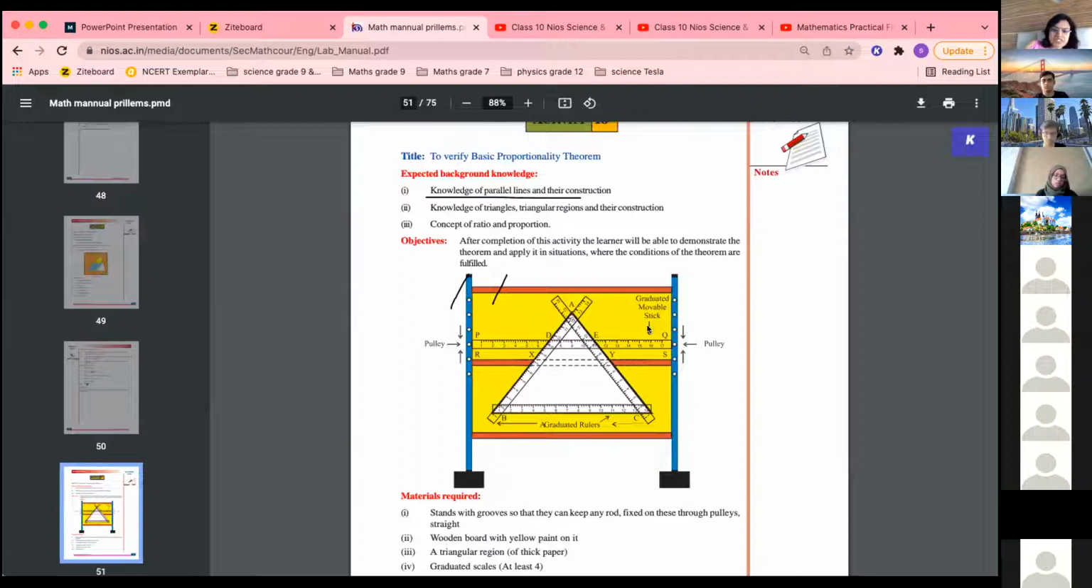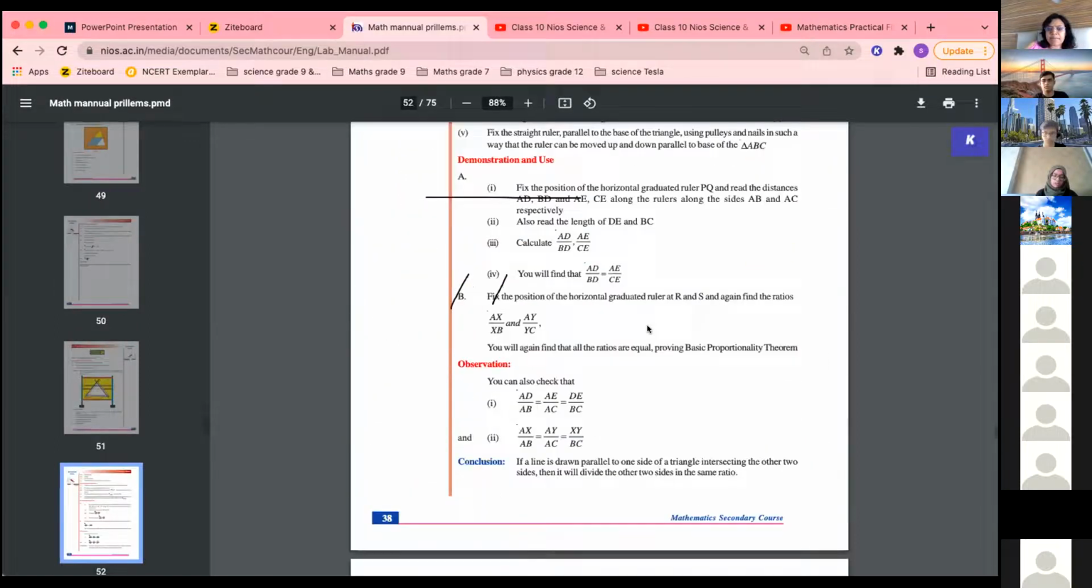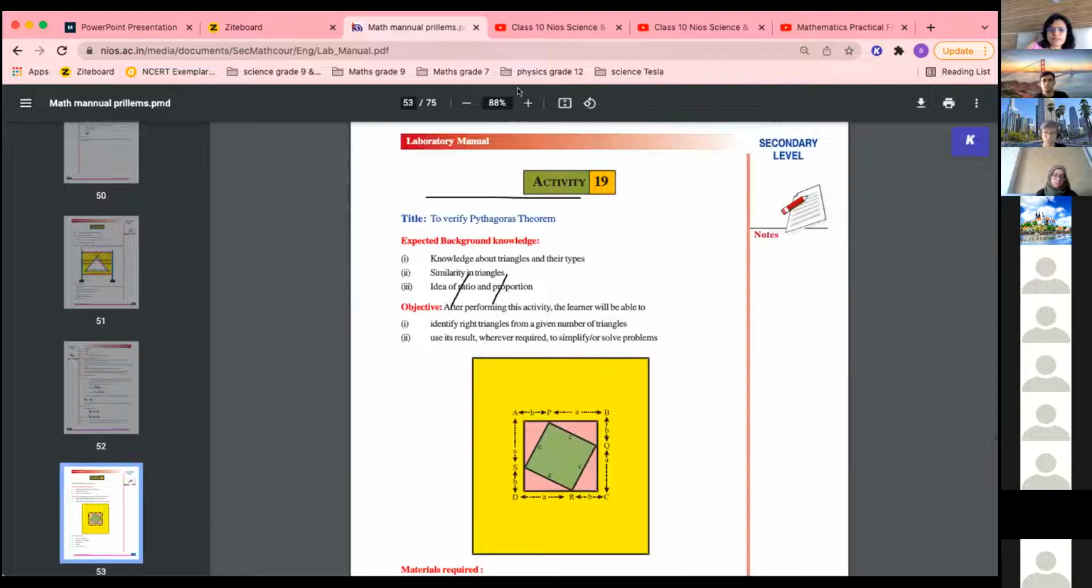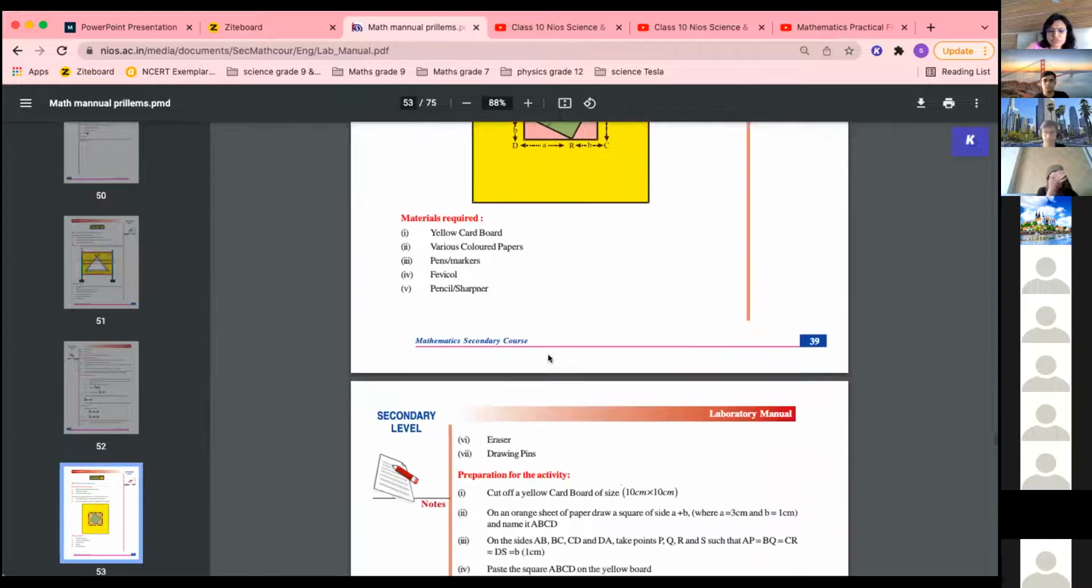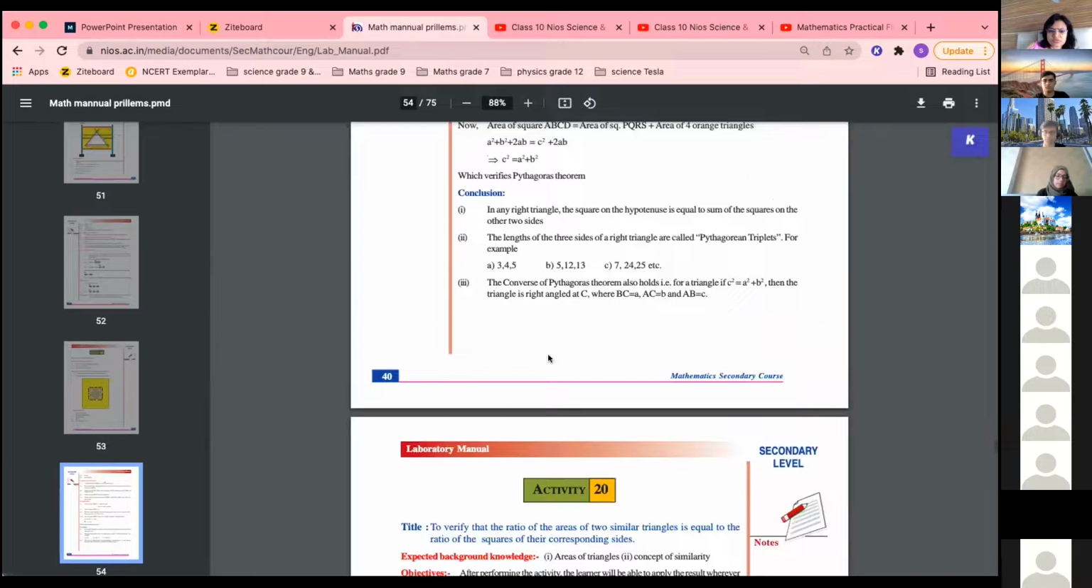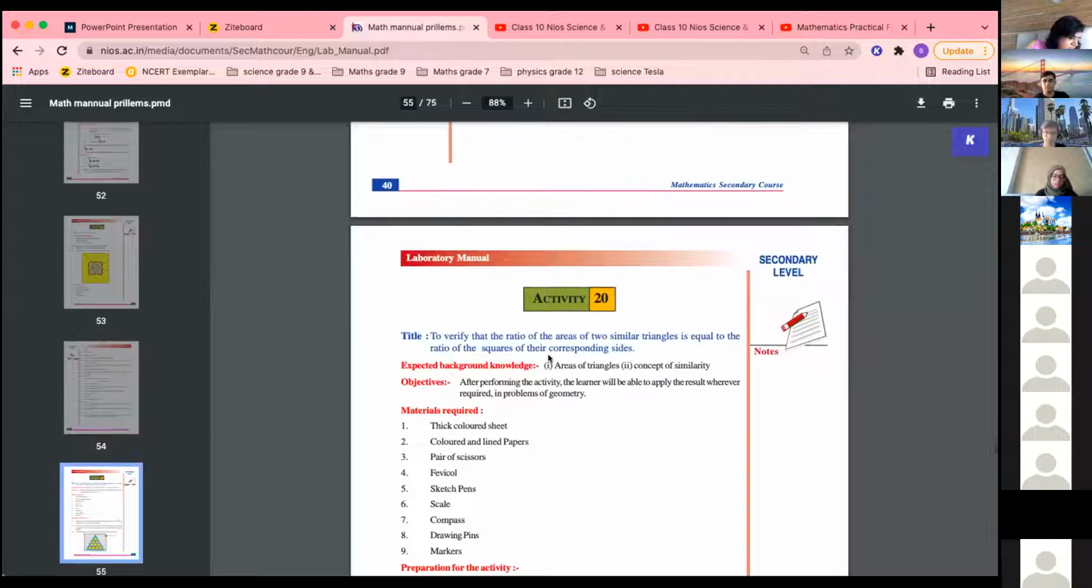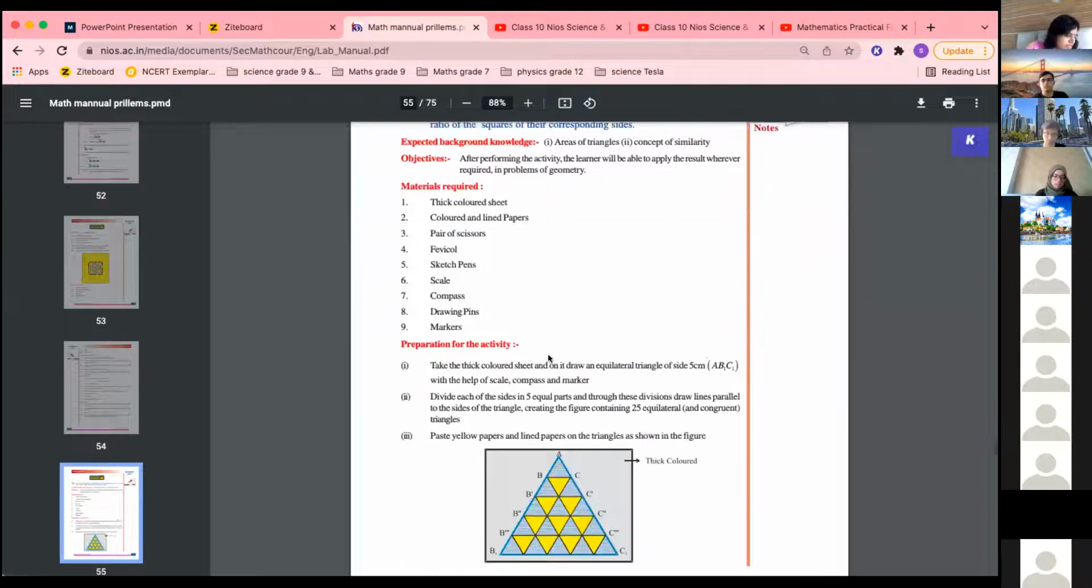Next, after 17 we'll do 19. 19 is to verify Pythagoras theorem. Okay. So again here also you will not write these objectives. We'll write the aim is to verify Pythagoras theorem. Okay. Then this was 19, right? Then we'll do 22.